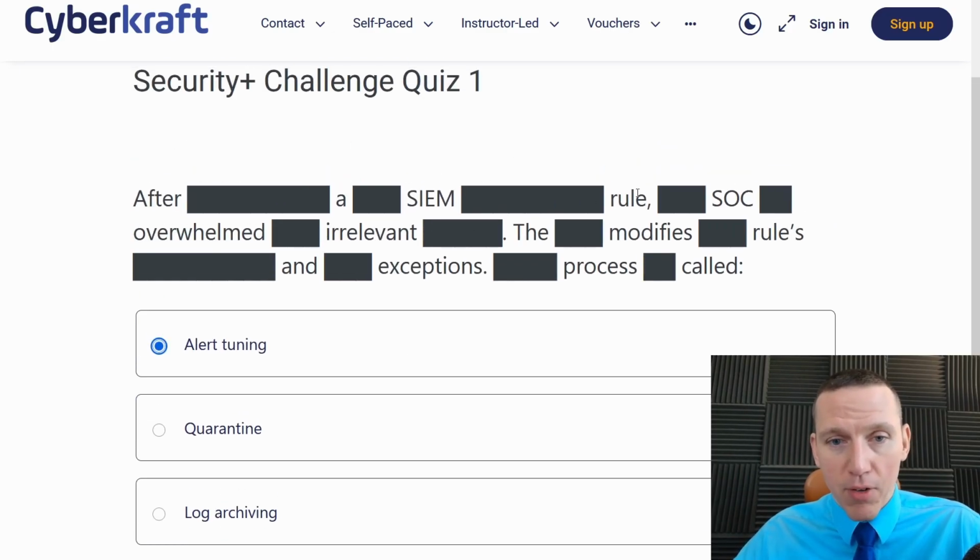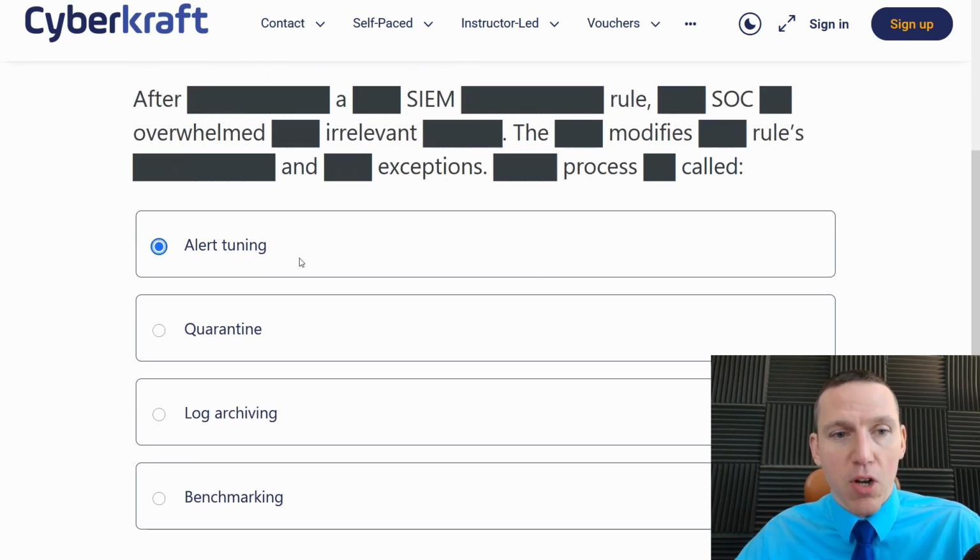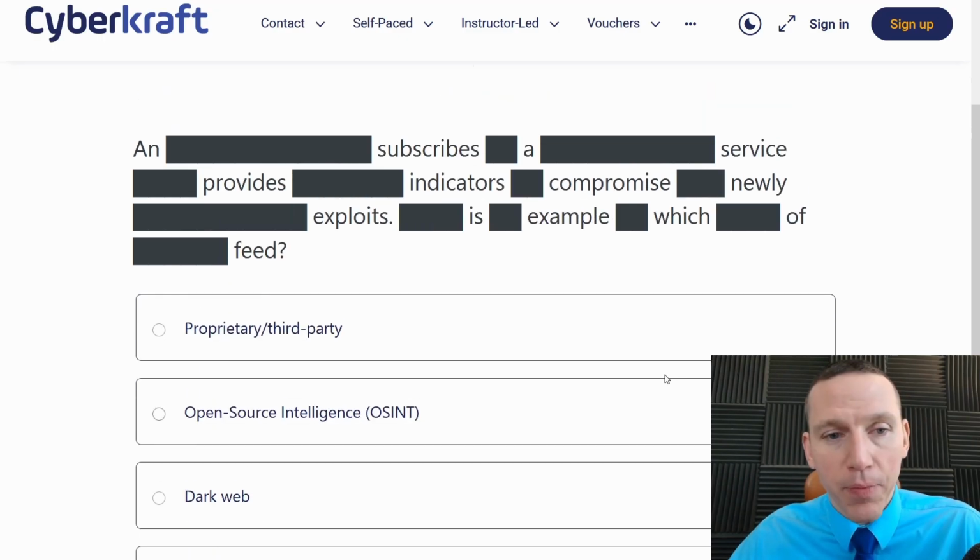A SIEM, and there's something with a rule. So after a SIEM adjusted a rule, the SOC is overwhelmed with irrelevant alerts. The something modifies the alerts, the rules blank, and blank exceptions. This process is called alert tuning. Yeah, alert tuning. I think that's correct. Okay.